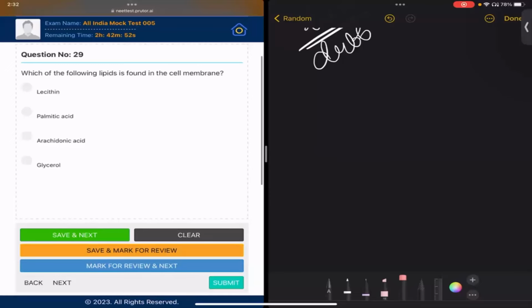Which of the following lipids is found in the cell membrane? Lecithin is found in the cell membrane.